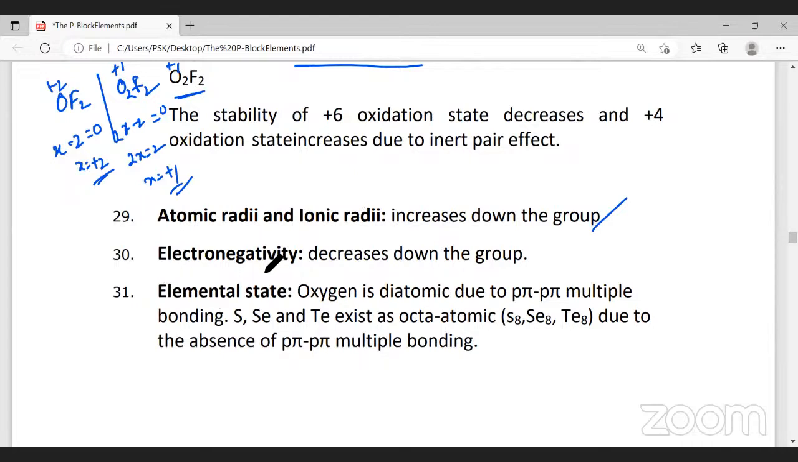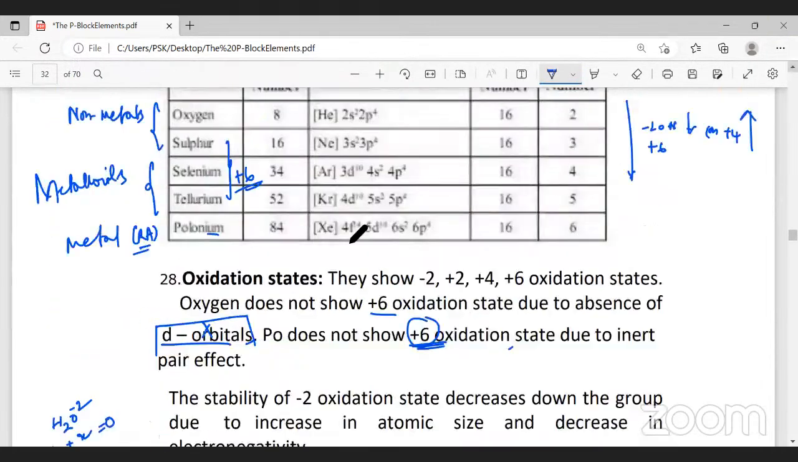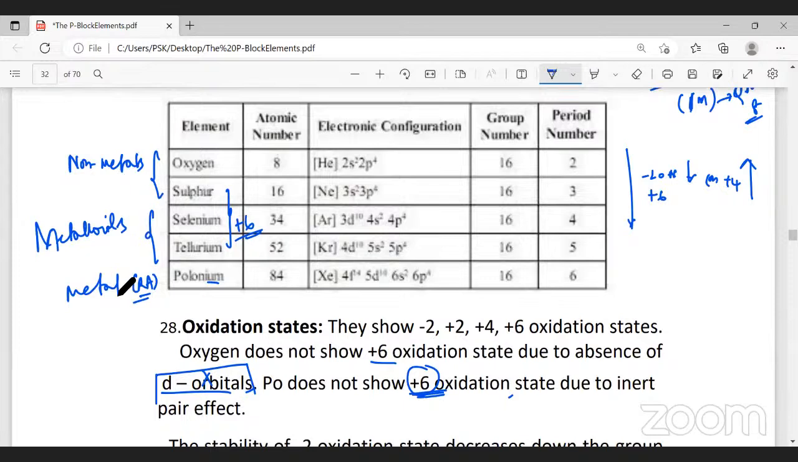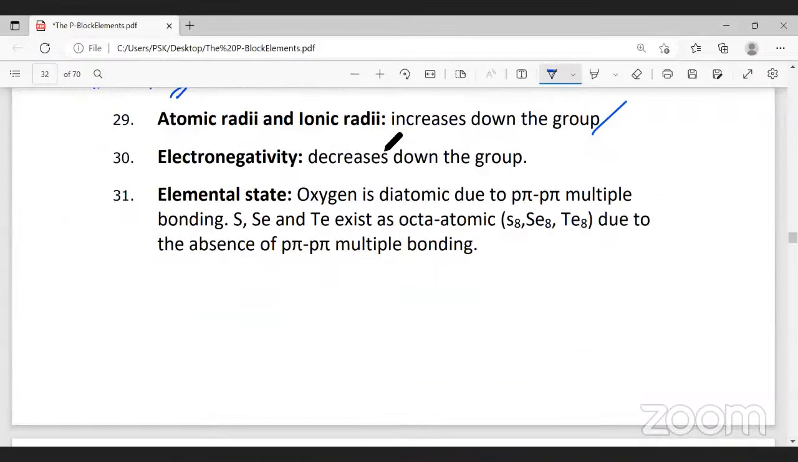The next property is electronegativity. Electronegativity is the ability to accept electron. So if you observe this, as we go down the group, non-metals turn to metals, and metals are electropositive. That means electronegative nature decreases down the group. So when electronegative nature decreases down the group, that means metallic character increases. Metallic character or electropositive character increases.